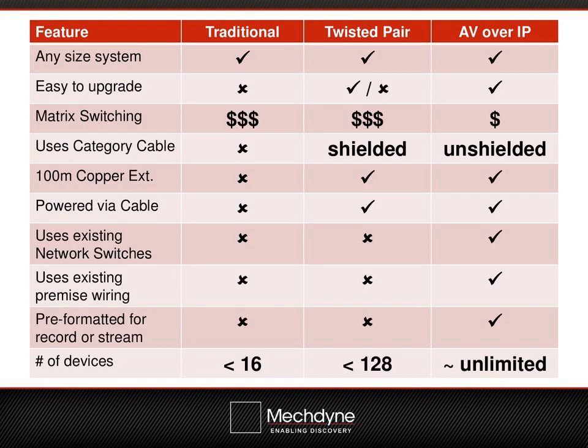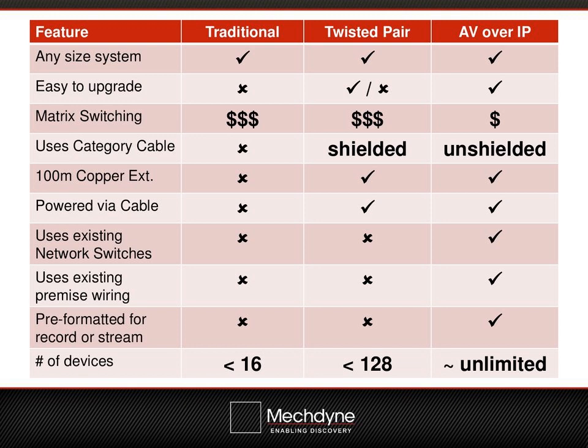So let's compare and contrast those a little bit, and let's see again why we like AV over IP so much. As far as can they have any size system? Well, all three of them can basically be produced in any size system. Are they easy to upgrade? Now, I would argue that AV over IP is definitely the easiest to upgrade. Twisted pair might be easy to upgrade depending upon the scenario, but in many cases, it would be much more difficult to upgrade than an AV over IP system. We talked about the matrix type switching that you would need.